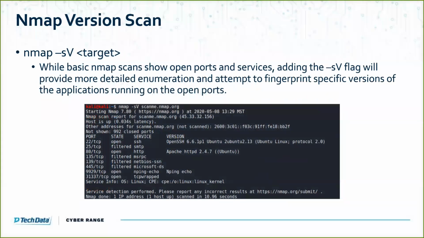After we have discovered open ports, in many cases, we will want to know more information about the services running on those ports. To accomplish this, we can do service version enumeration with Nmap using the -sV flag. In this example, we see not only is port 22 open, but it's running OpenSSH version 6.6.1, and on the open HTTP port 80, it's running Apache version 2.4.7.